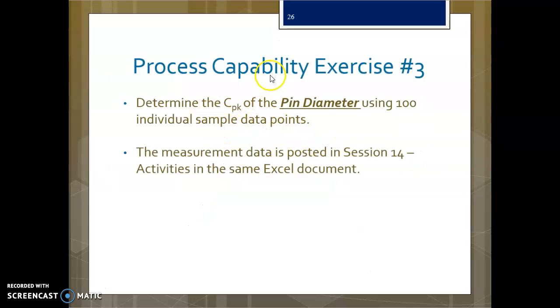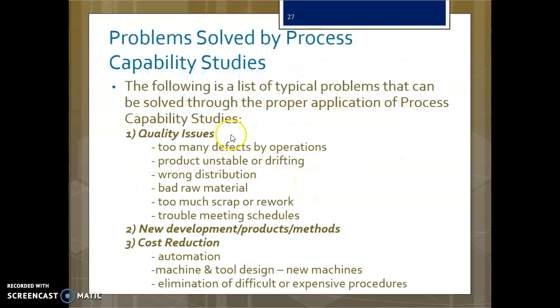Then there's another exercise, and in that same Excel spreadsheet, the third tab will be the pin diameter. So do the CPK for that, okay? We're not going to show you the answer for that one here.